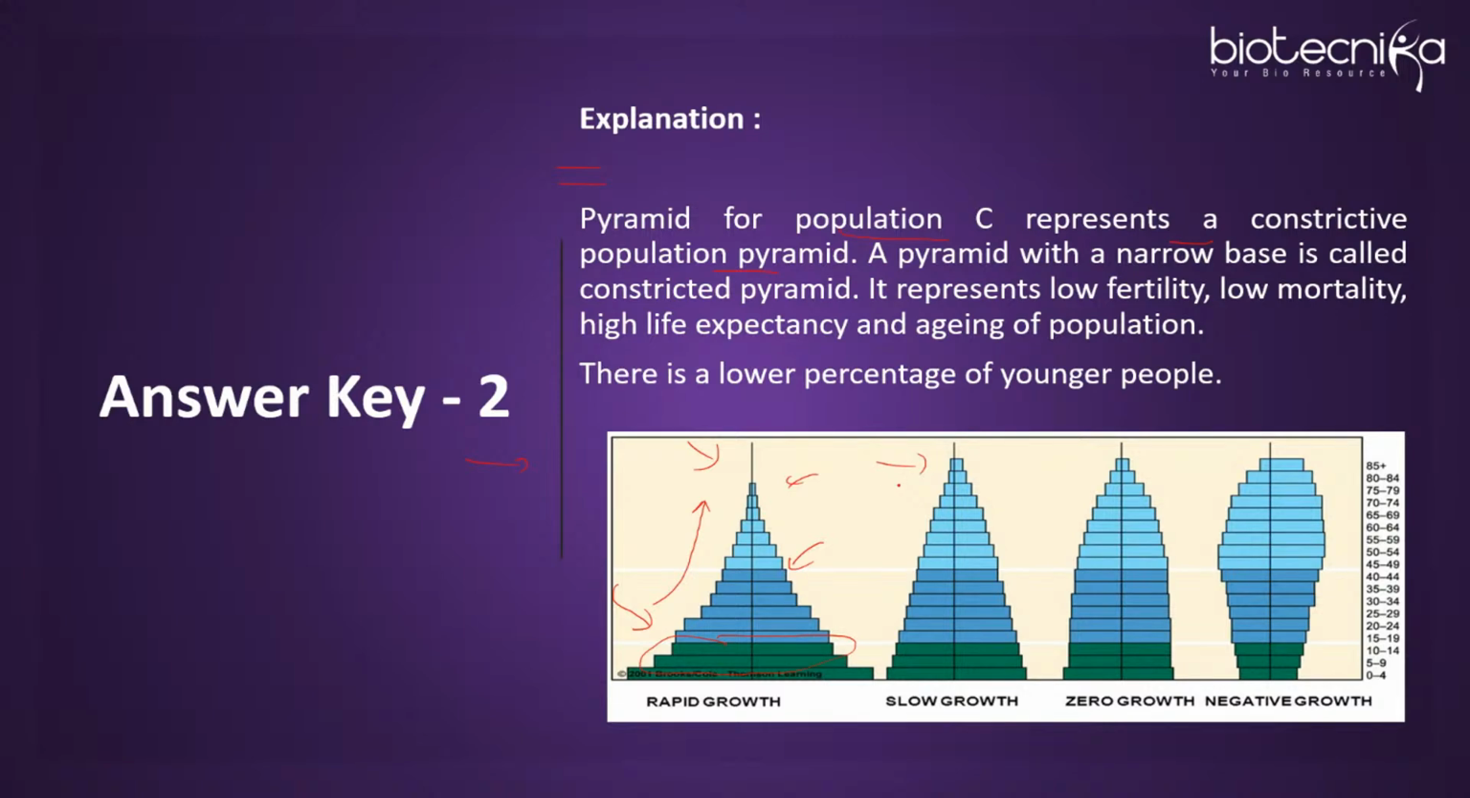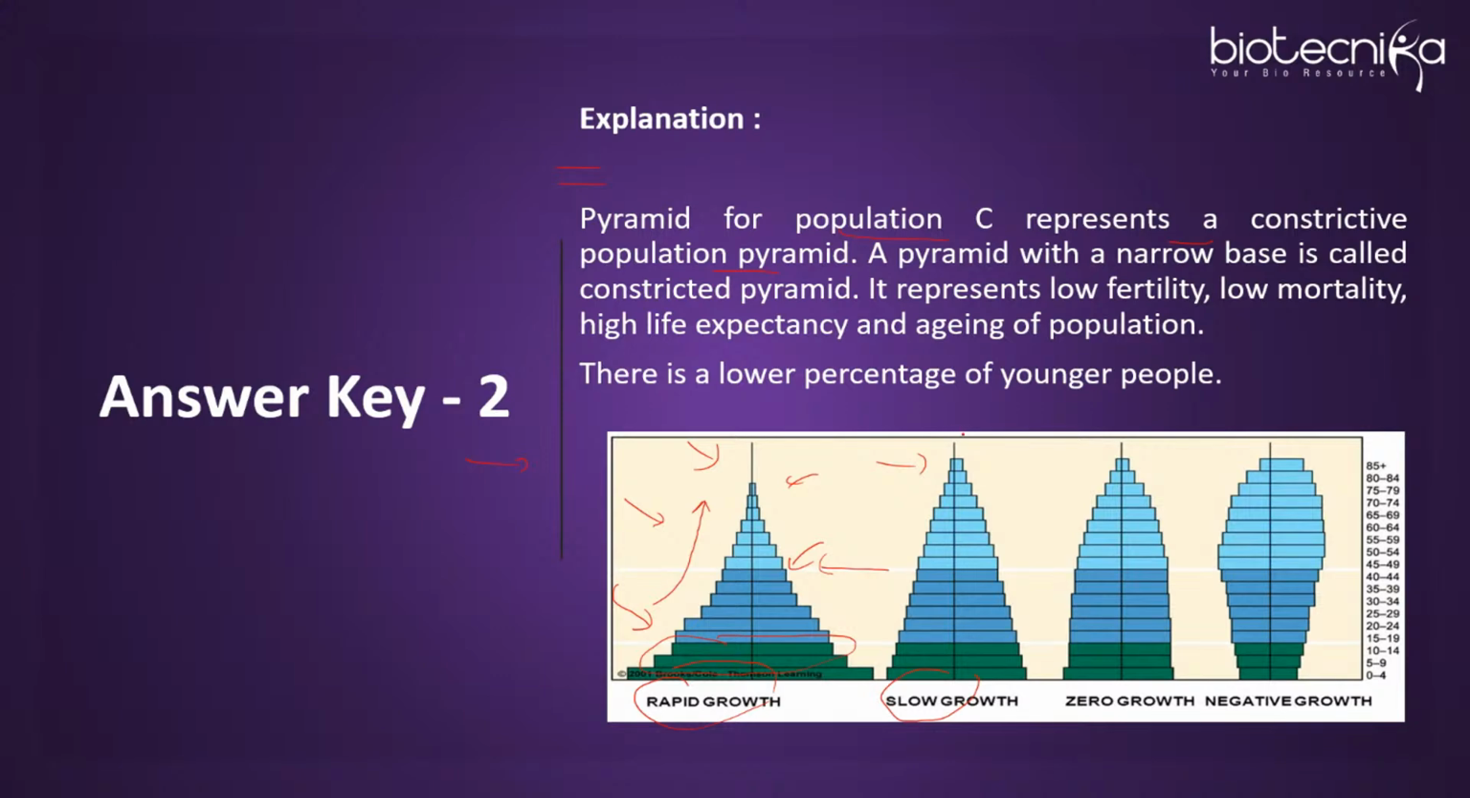Now just look at the second pyramid. Here again, we can see the pattern is almost the same as the first one. However, it is not as sharp as the first one. So the growth is slow. This type of pyramid shows rapid growth. The fertility is very high. So this kind of pattern is found in those countries where the fertility rate is higher and there is less access to medical facilities. Just like our country, India.